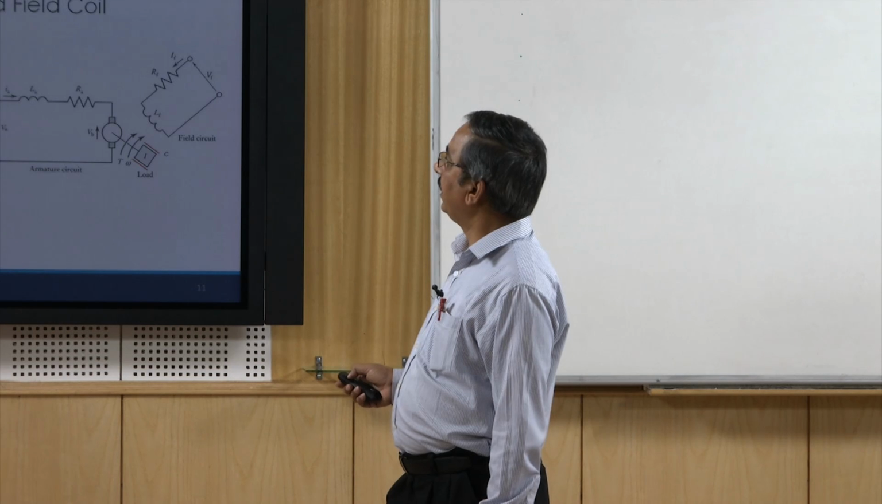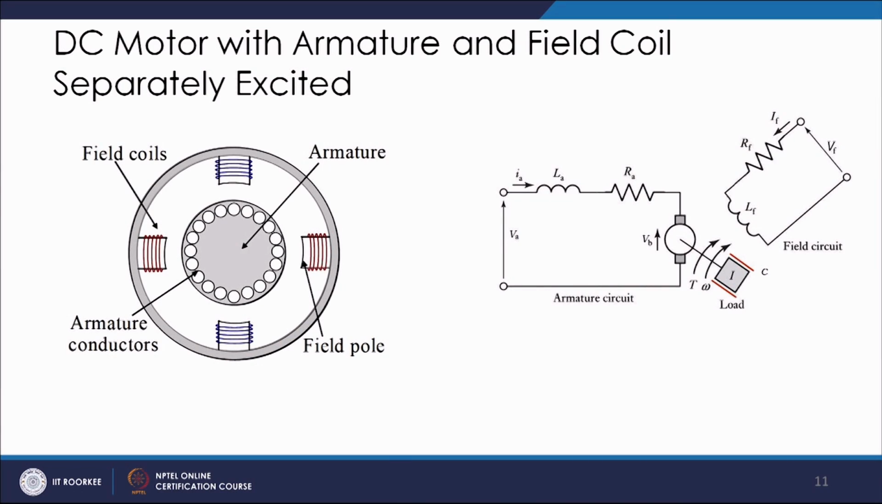So, let us see the DC motor with armature and field coil separately excited. This figure shows the DC motor. This is the armature, and on this armature you have the armature conductor, through which the armature current passes. And here we have the field poles, and of course the field coils are there, and these field coils are responsible for the generation of the magnetic field, B.